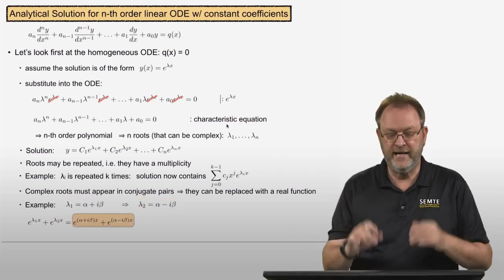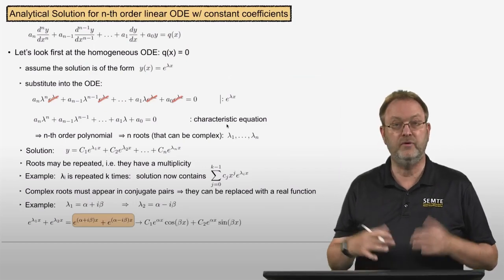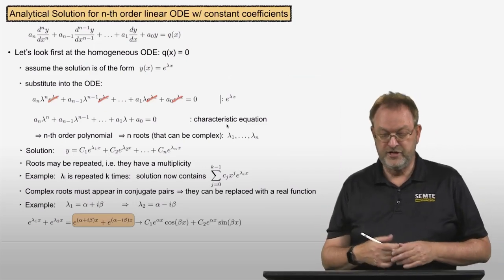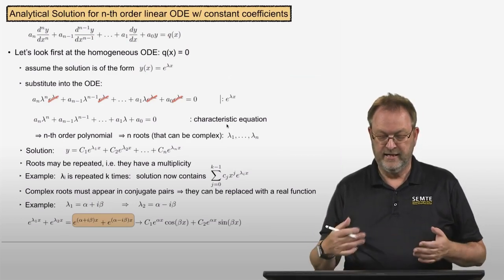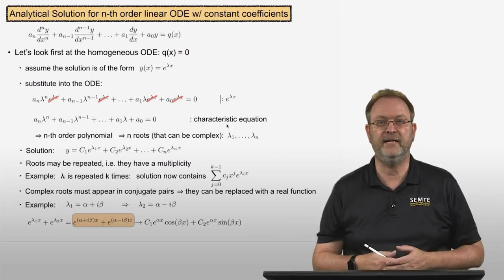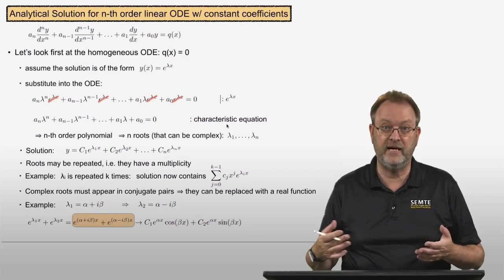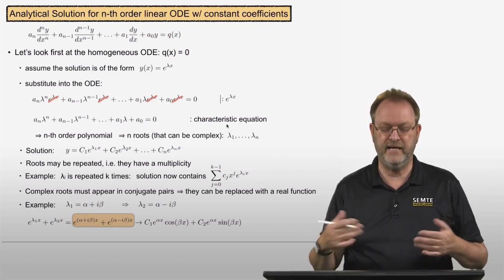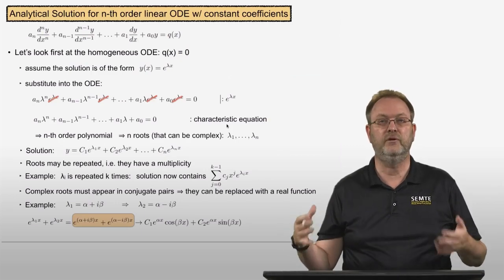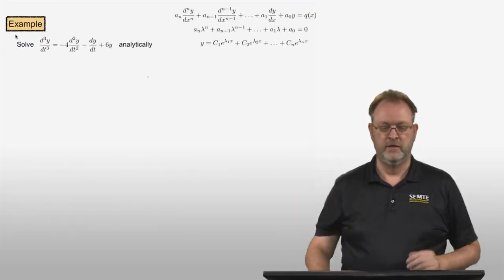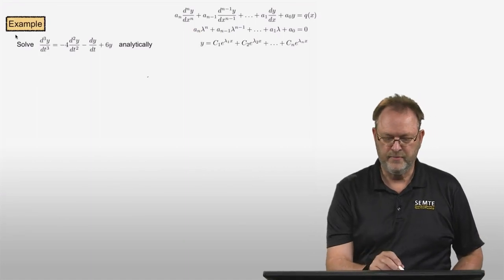And now we can combine these two into a real function that will just be c1 times e to the power alpha x times the cosine of beta x plus c2 times e to the power alpha x times the sine of beta x. That just comes from the definition of e to the power ix. So let's do an example and solve this particular ODE here.